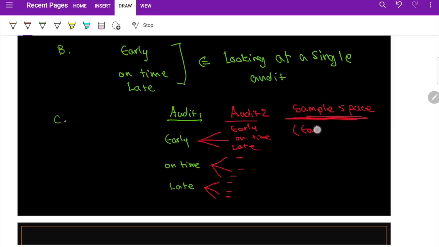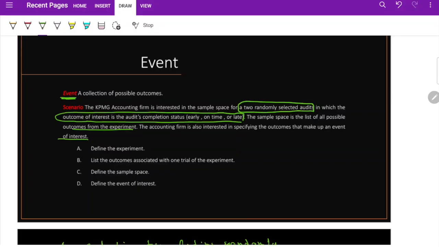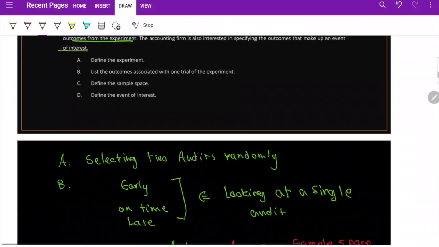Either both audits are going to be early, or the first one early, the second one on time. Or maybe the first one is early, the second one late. And you continue. So you have 9 possible outcomes. If you make an audit, you're going to get one out of these 9 outcomes, right? You can technically call these, because everyone is an event. This is my point now. Everyone is an event. You care about these events because you care about what's going to happen, right? All of these are events.